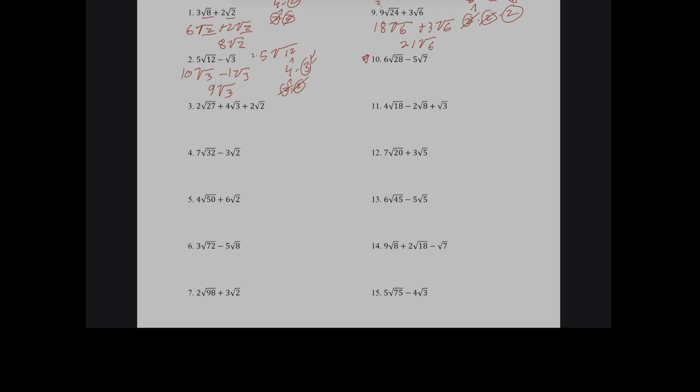Okay, I'm on number 10. I guess I'm not really going in order, but that's okay. So I'm going to break down my 6 root 28 off on the side. That's going to be 7 times 4, and that's going to be 2 times 2. I have a pair of 2's, so I can pull one out with the 6. And I'm going to be left with 12 root 7 minus 5 root 7.